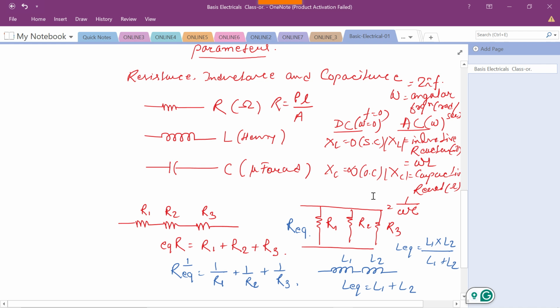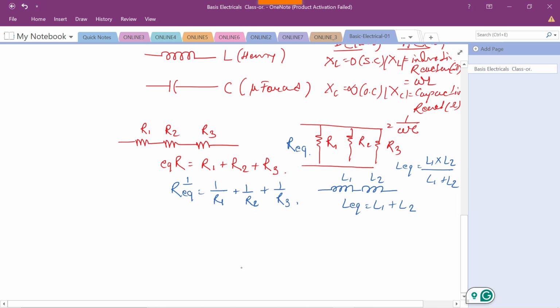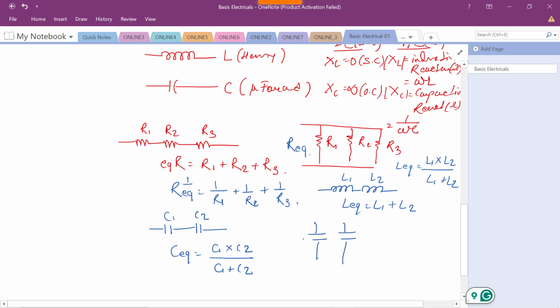And then capacitance. Suppose the capacitors are in series, C1 and C2, then C equivalent is equal to C1 into C2 divided by C1 plus C2. But if the capacitors are in parallel, C1 and C2, then the equivalent capacitance C equivalent is equal to C1 plus C2, like this.